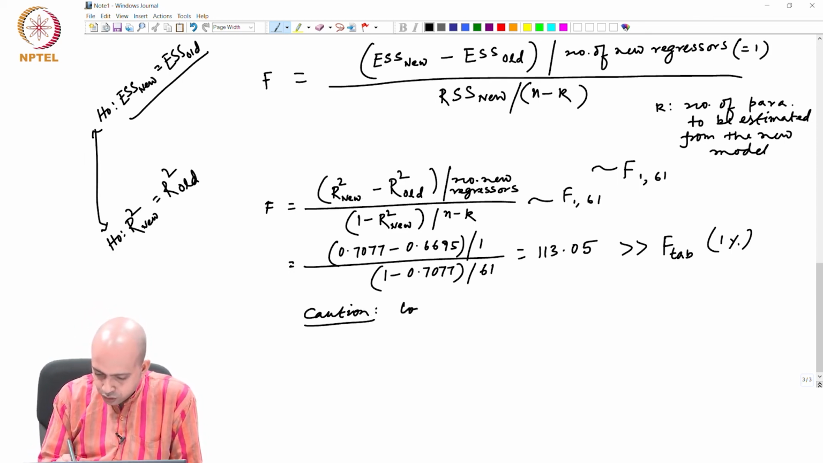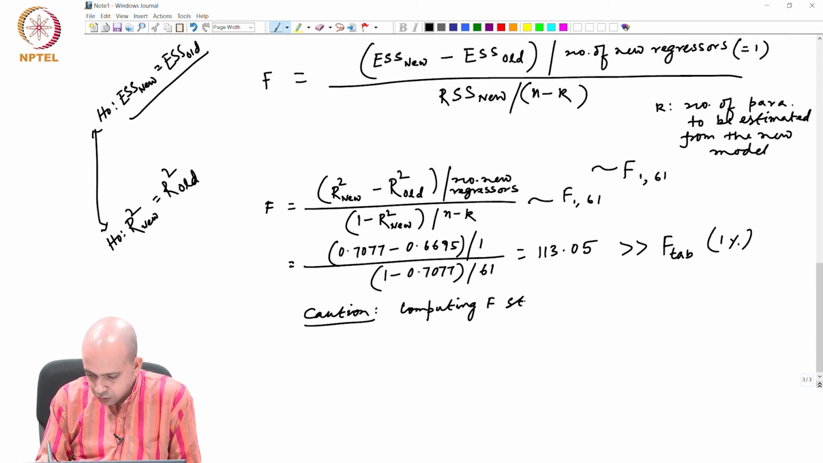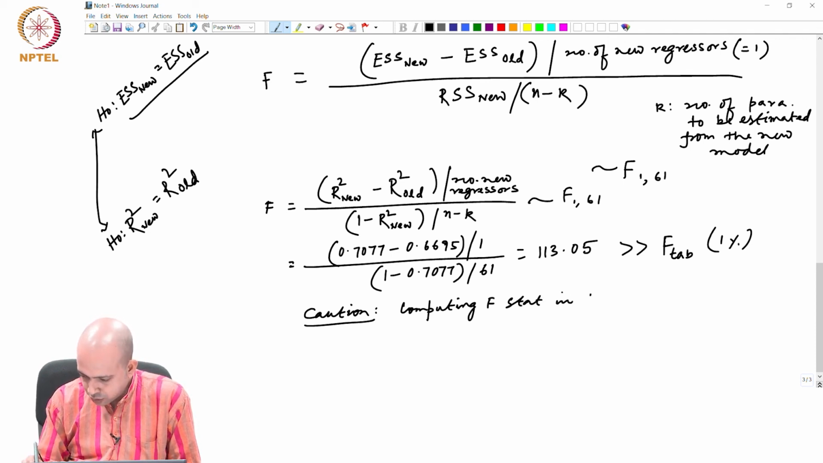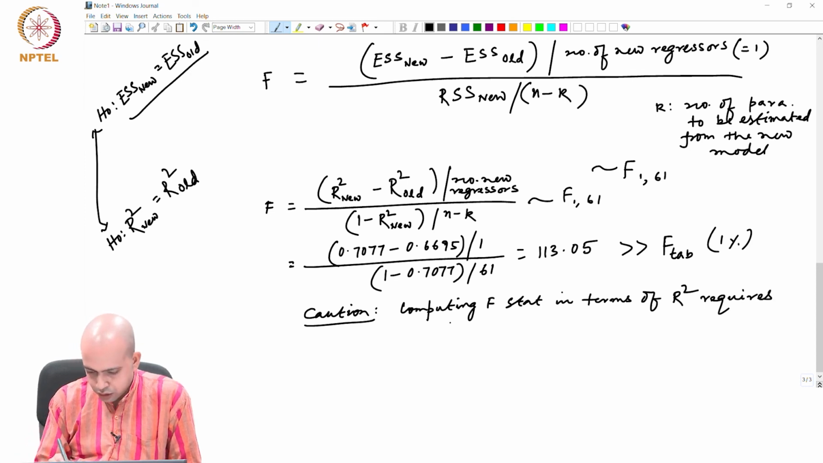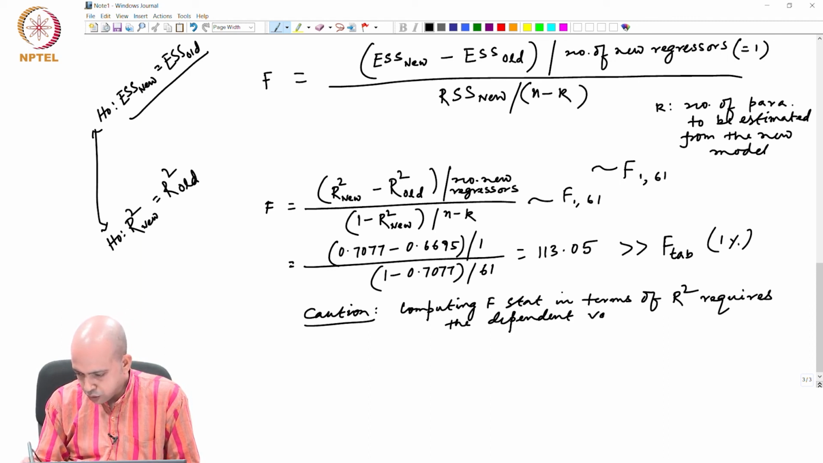Computing the F statistic in terms of R square requires that the dependent variable of the new and old models are the same.